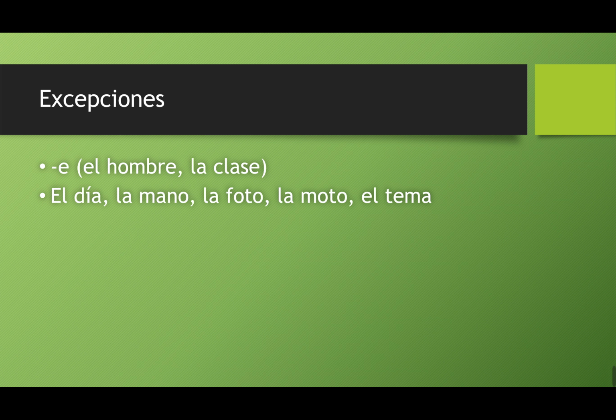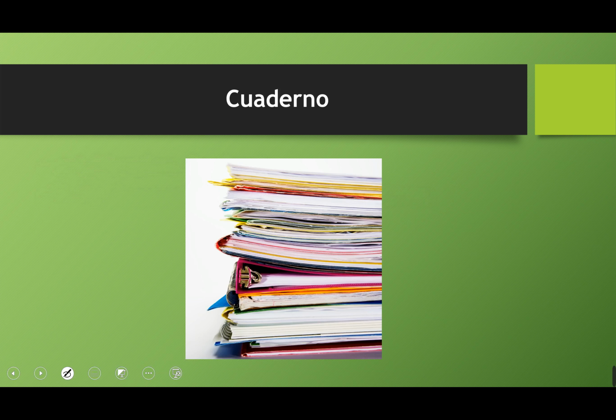And other words, like el día, it ends in a, but it's masculine. La mano, ends in o, but it's feminine. La foto, la moto. They look like they should be masculine, but they're actually short. Foto is short for fotografía. Oh, and all of a sudden it ends in a, so now we know why it's feminine, right? La moto, la motocicleta. That's a short form. That's why it's feminine. Y el tema, which we already went over.